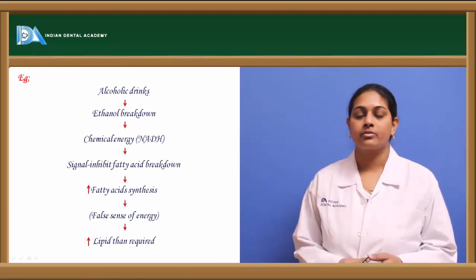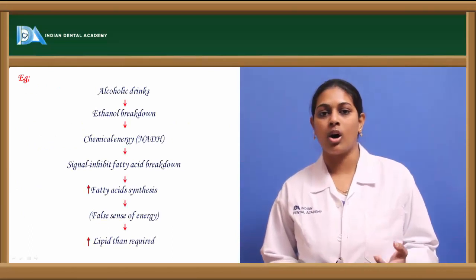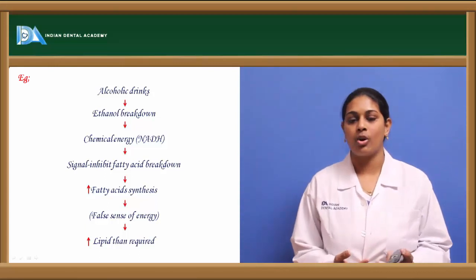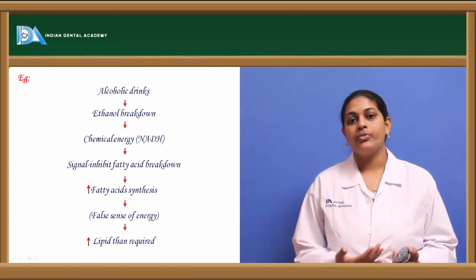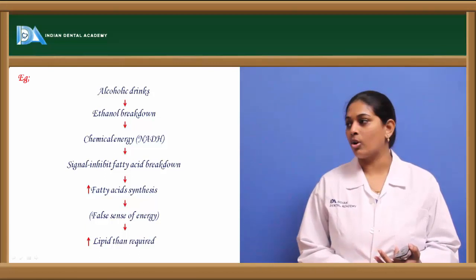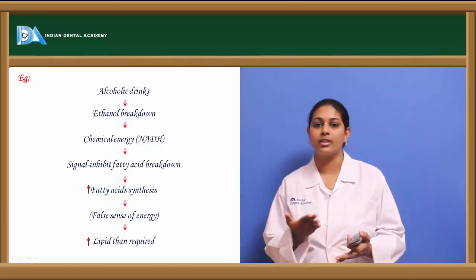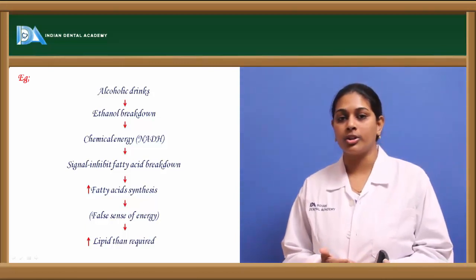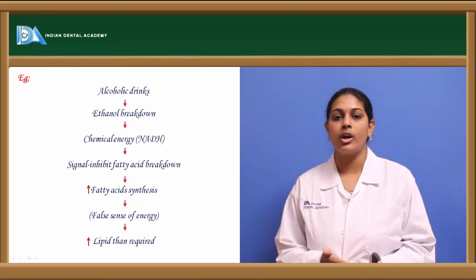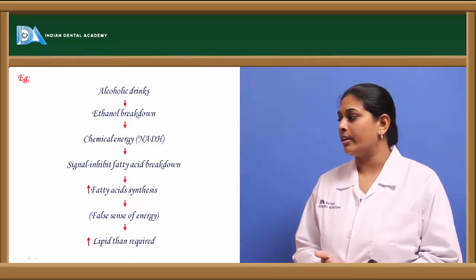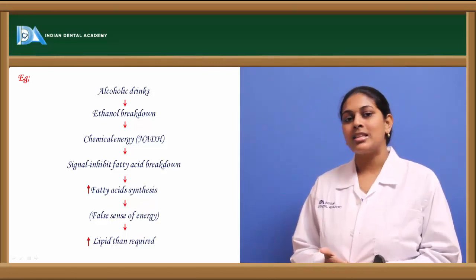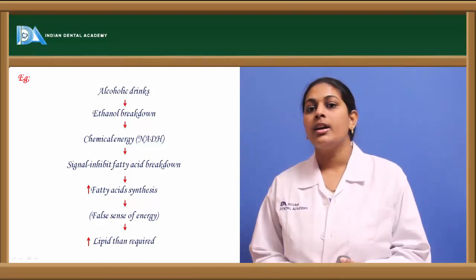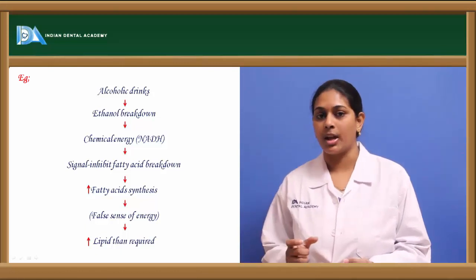For example, as an illustration, in alcohol addicts or alcohol drinkers, once alcohol is ingested, the ethanol, which is the principal content of alcohol, starts to break down. During this breakdown of the ethanol molecule, not only are other components released, but also energy in the form of nicotinamide adenine dinucleotide, NADH, which is a form of chemical energy.